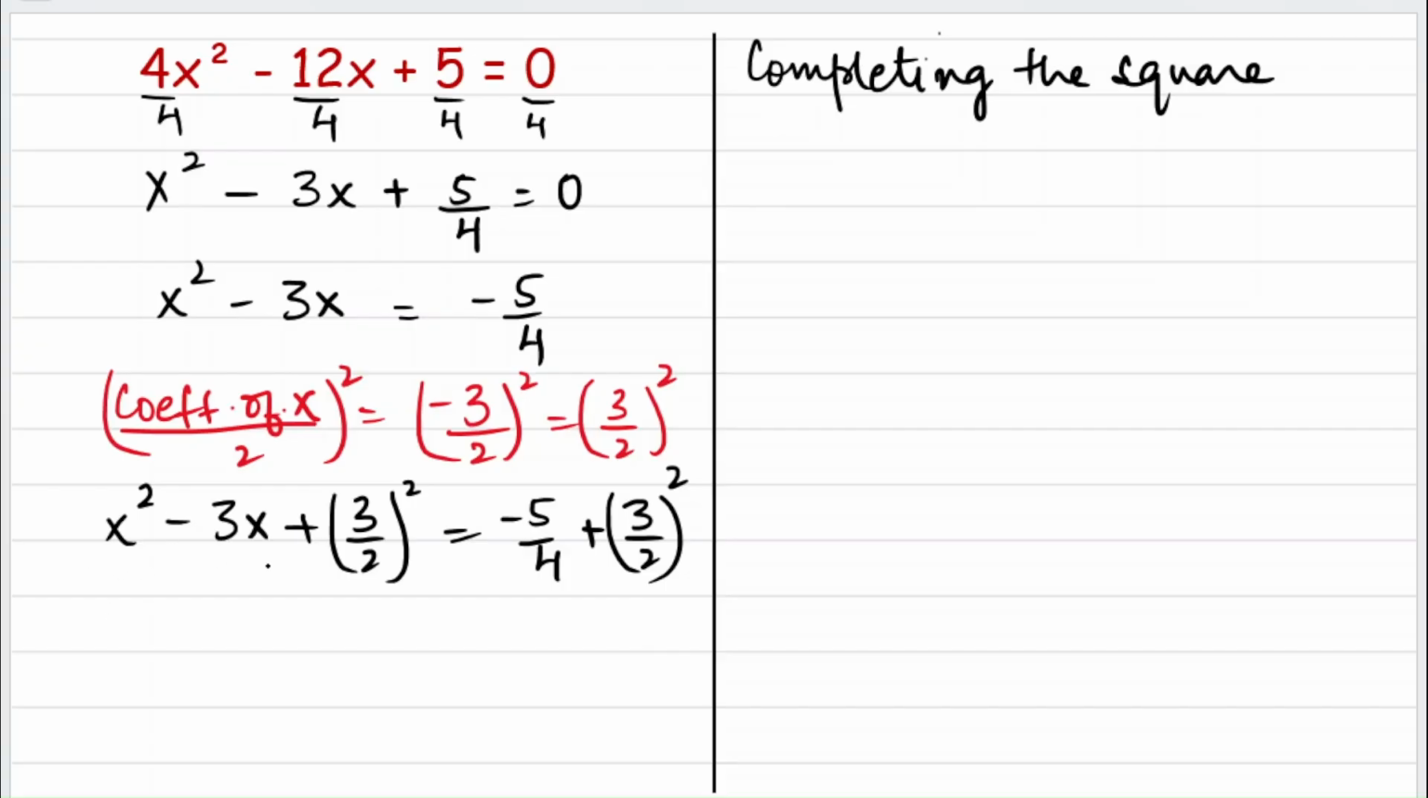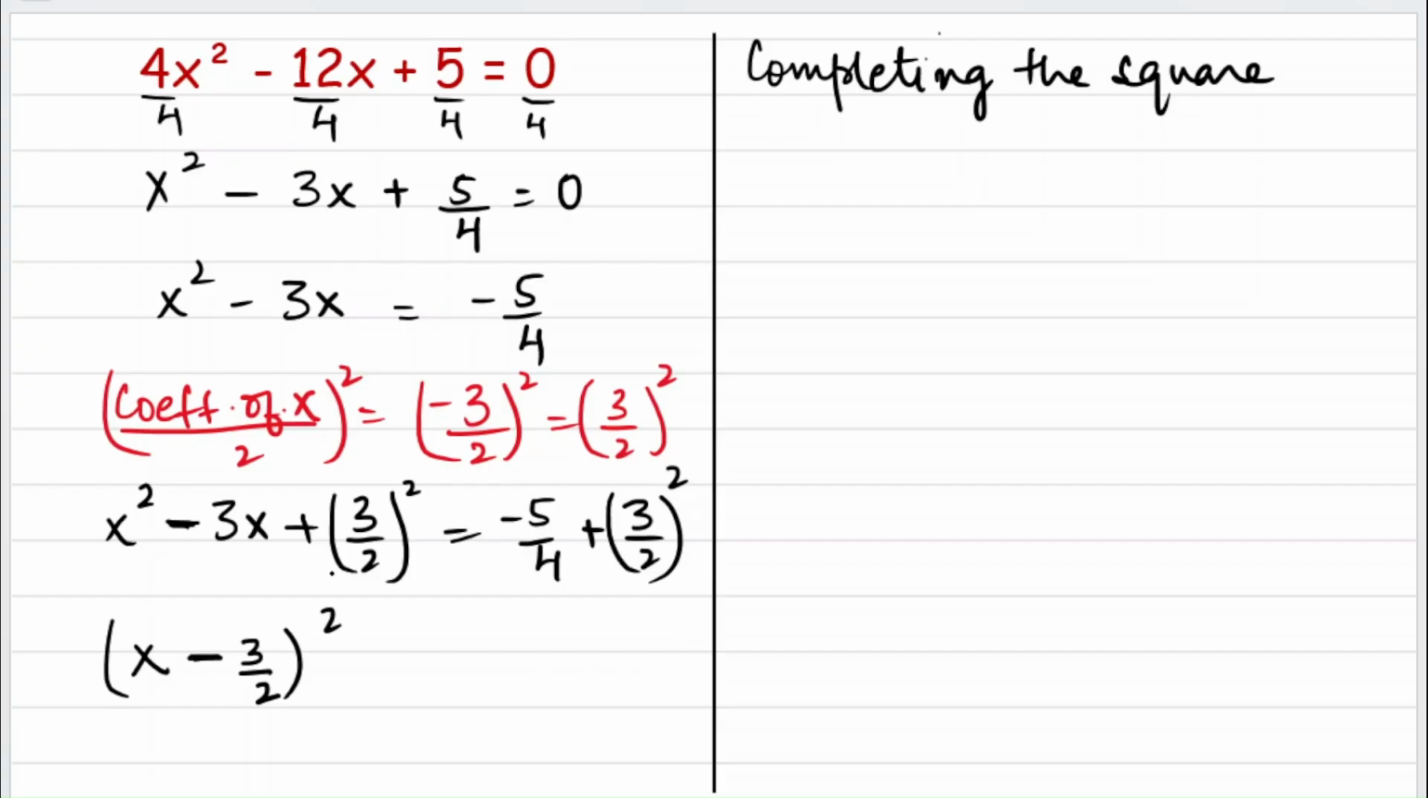Now, this left side is the perfect square of a binomial. Which binomial? It's the perfect square of this x minus this 3 over 2, whole squared. Whenever you have a minus over here, it's always minus. If it is plus, it would be plus.